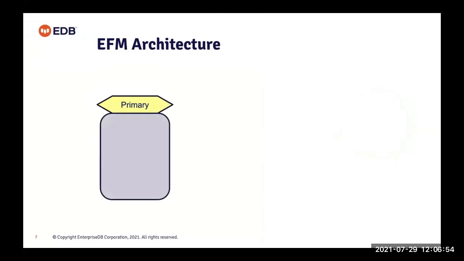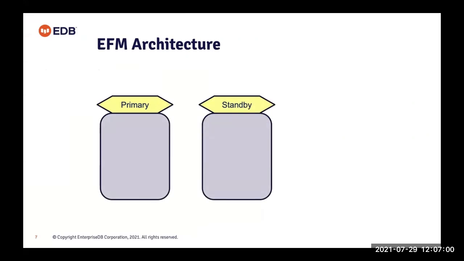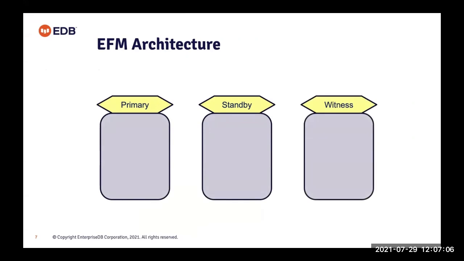Now let's discuss EFM architecture. Basically, we need a minimum of 3 nodes to set up an EFM cluster. The first will be the primary node. This will serve the read-write connection. Second will be the standby node. This will be in a recovery mode with read-only connections. Third node will be either a witness or a second standby node.